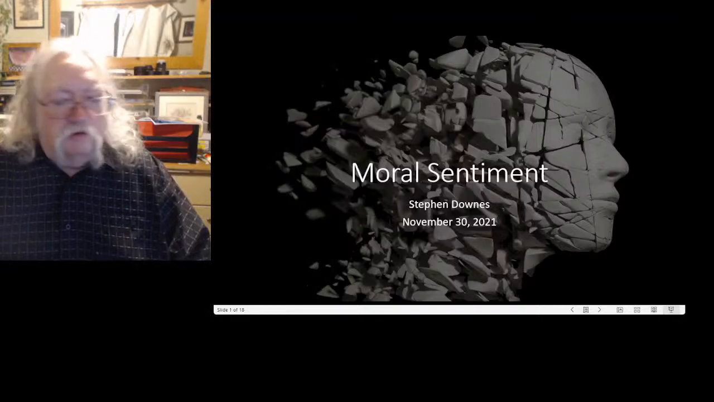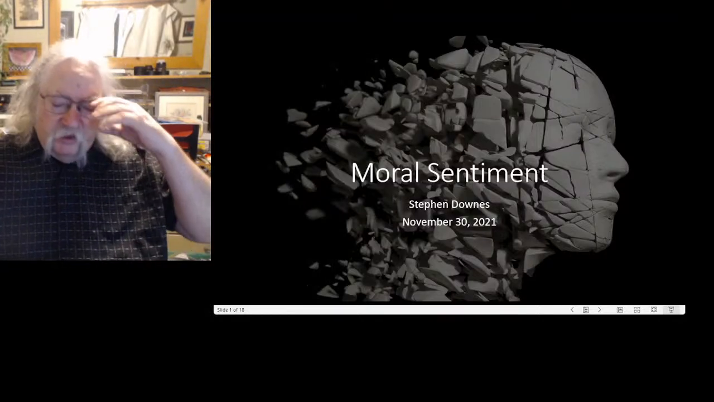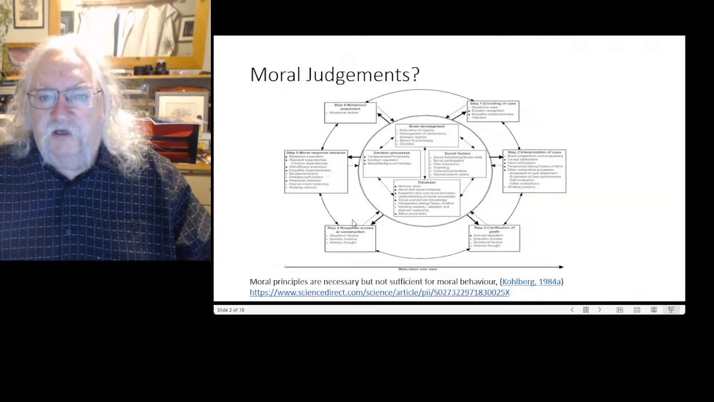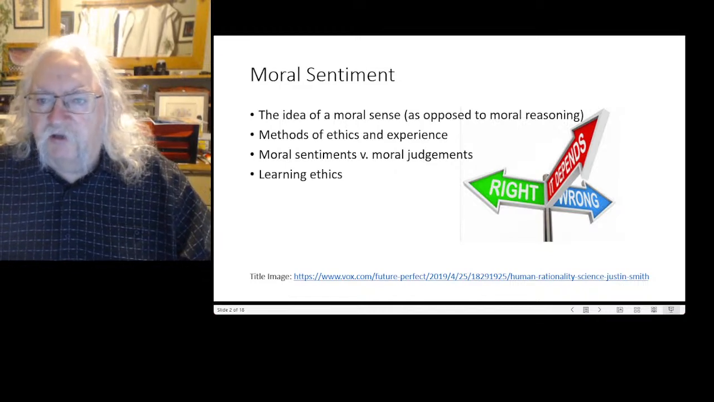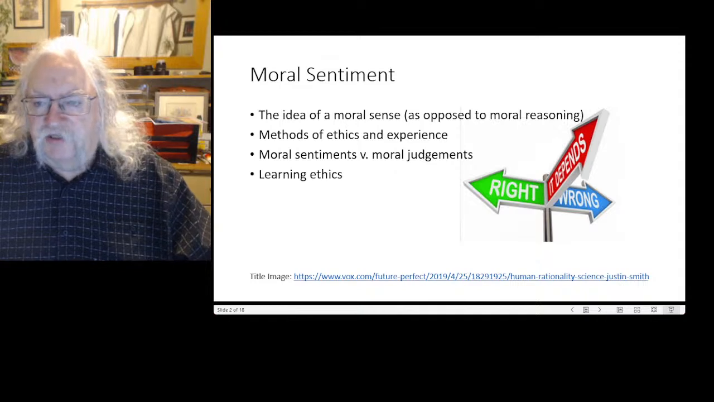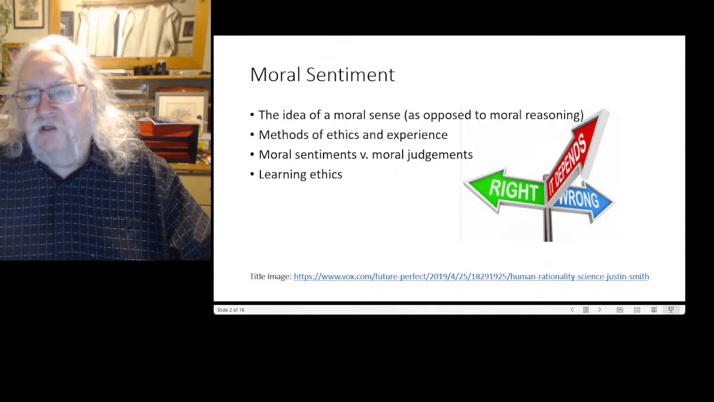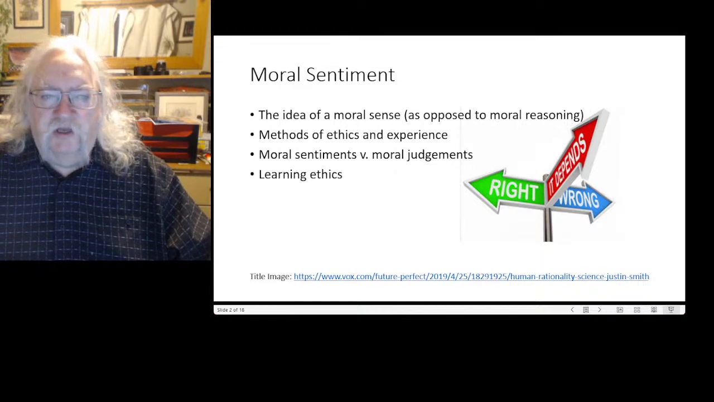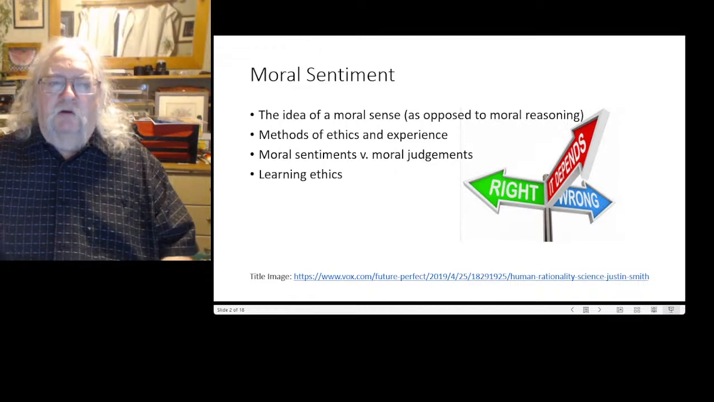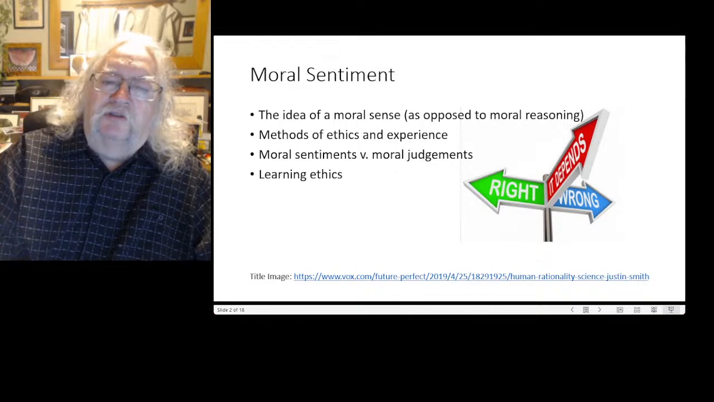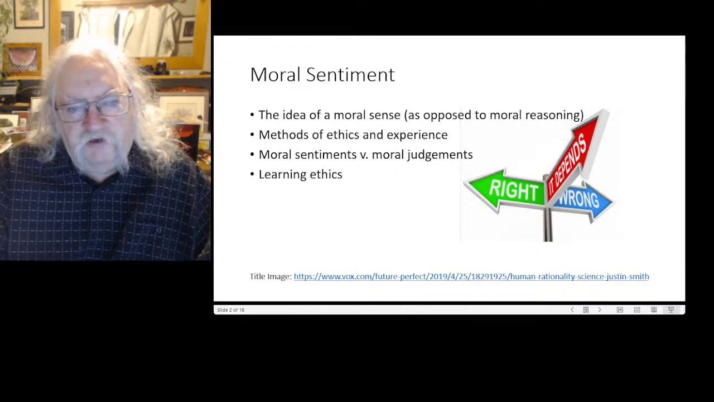Almost going back to the roots of theories like those of Carol Gilligan to explore the concept of moral sentiment. And here I'm going to be revisiting the ideas of people like David Hume and Adam Smith, writing during the Scottish Enlightenment, about the idea of a moral sense, and particularly the motivations for such an approach as opposed to moral reasoning, talking a bit about methods of ethics and experience, talking about moral sentiments as opposed to moral judgments, and then some reflections on learning ethics.